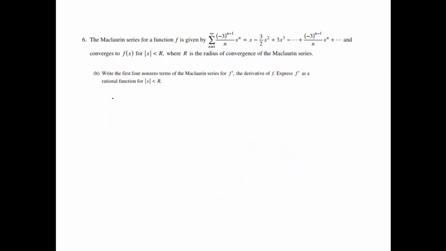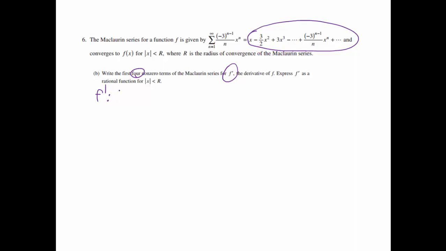Okay, part B. Write the first 4 non-zero terms of the Maclaurin series for f prime, the derivative of f. Express f prime as a rational function for the absolute value of x being less than r. Okay, so from here, this is f right here. Okay, it said to find the first 4 non-zero terms for f prime.